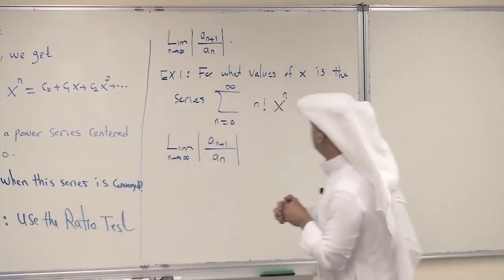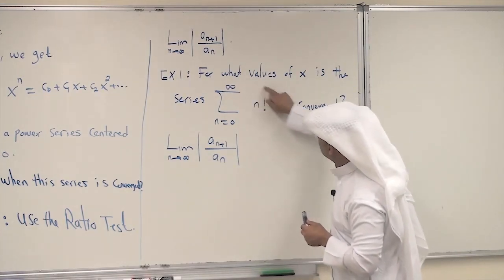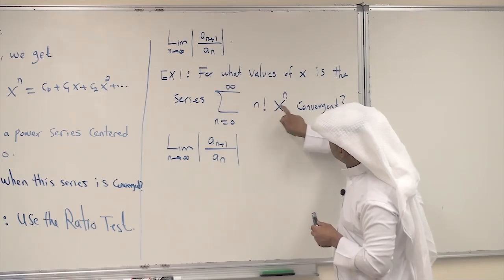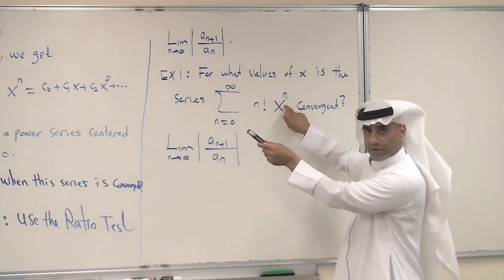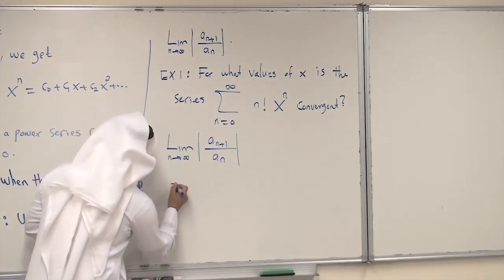Look, this is a power series. These are the coefficients of the power series, and this series is centered at 0 by definition. Now, let us calculate this expression. This is equal to what?